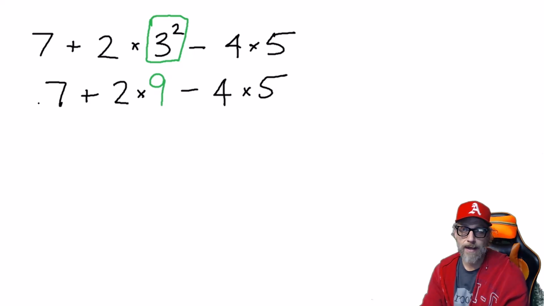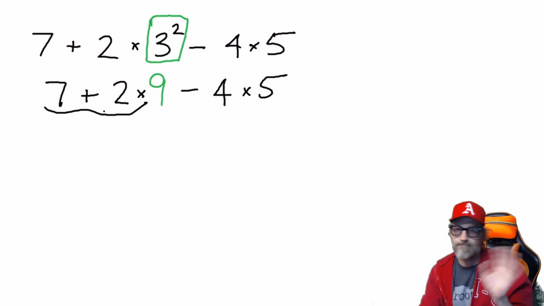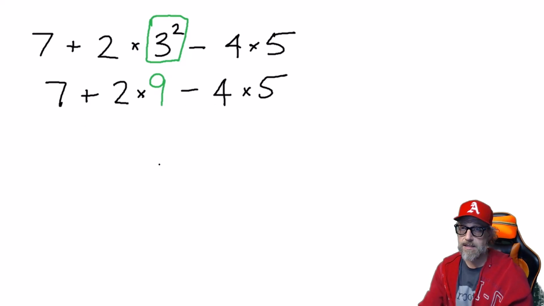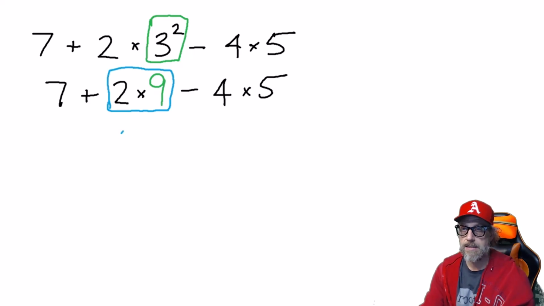Maybe my eyes and mind are tempted by this 7 plus 2. I even see a 9 right there. So there's a part of me that's thinking, do I do that? Nope, stick to the order. Adding and subtracting comes last. We have multiplies that we need to accomplish. So skip the add. Go to the multiply. 2 times 9 is 18.